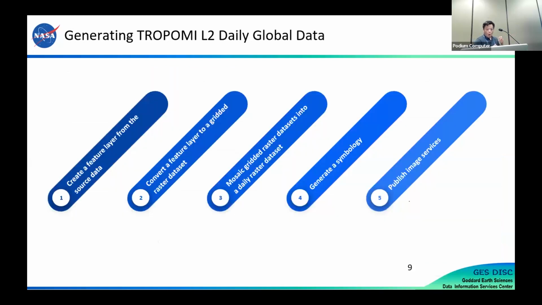So this is the workflow we use to generate TROPOMI data that is GIS analysis ready, including creating a feature layer, converting the feature layer to a gridded raster dataset, mosaicking the gridded raster datasets into a daily raster dataset, and creating the symbology and publishing the image service.